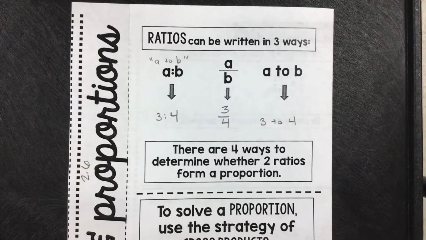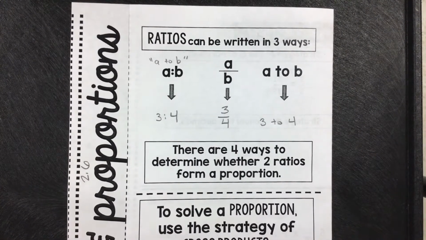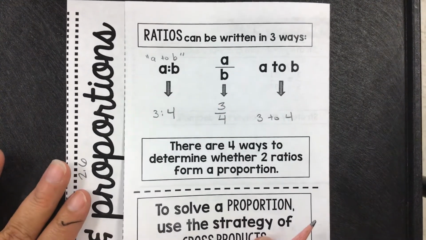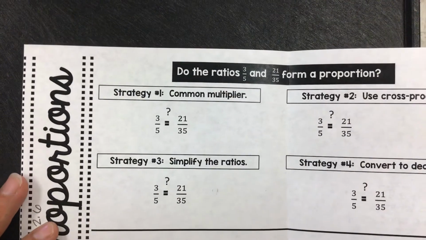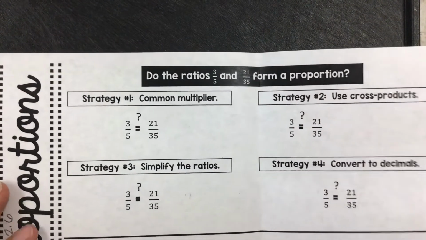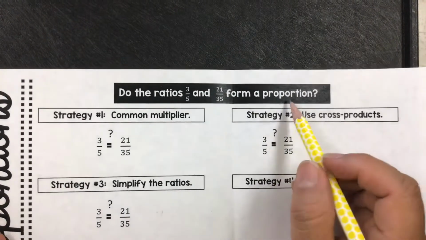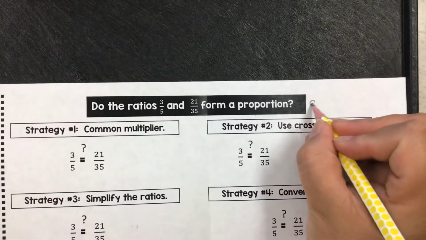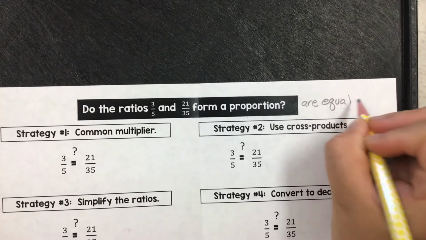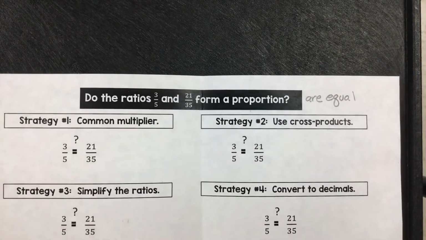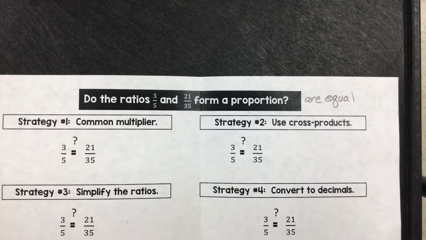There are 4 ways to determine whether 2 ratios form a proportion. So we'll take a look at that first. So if you'll open this up, this is the top portion. So how do you know that ratios form a proportion? What a proportion means is that 2 ratios are equal. How do you know that the 2 ratios are equal is practically the question, but we say they are proportional.